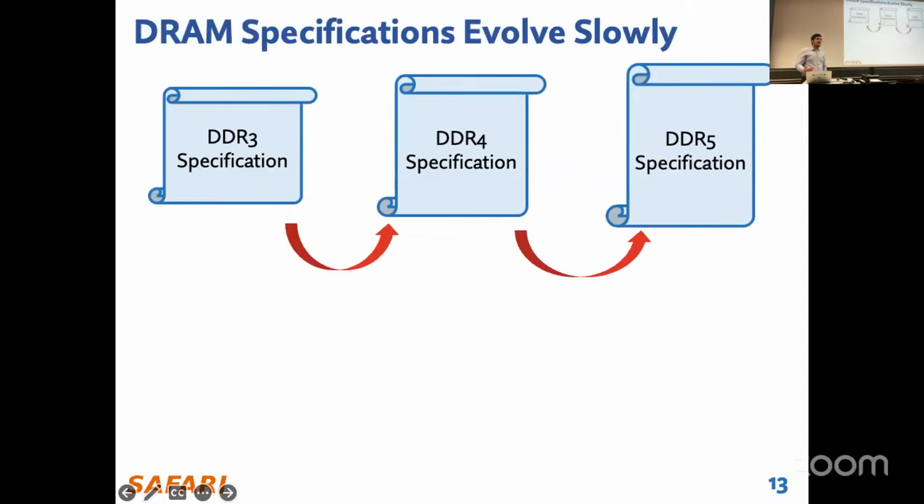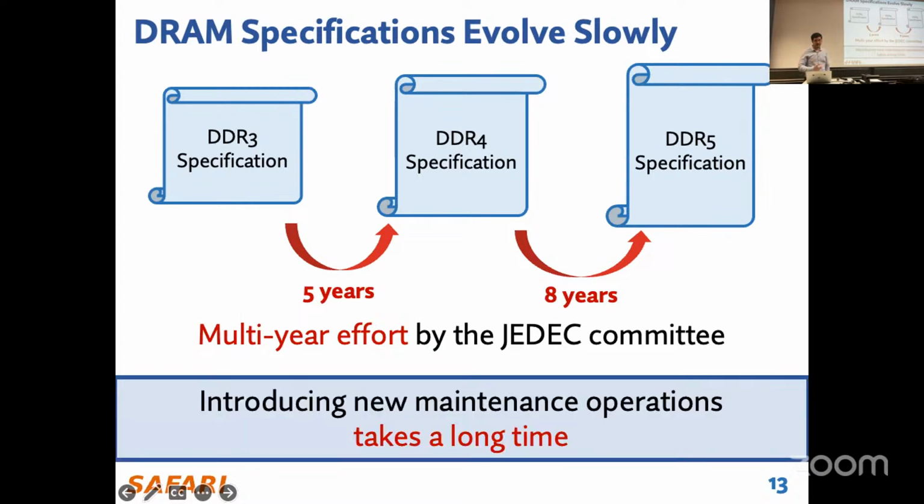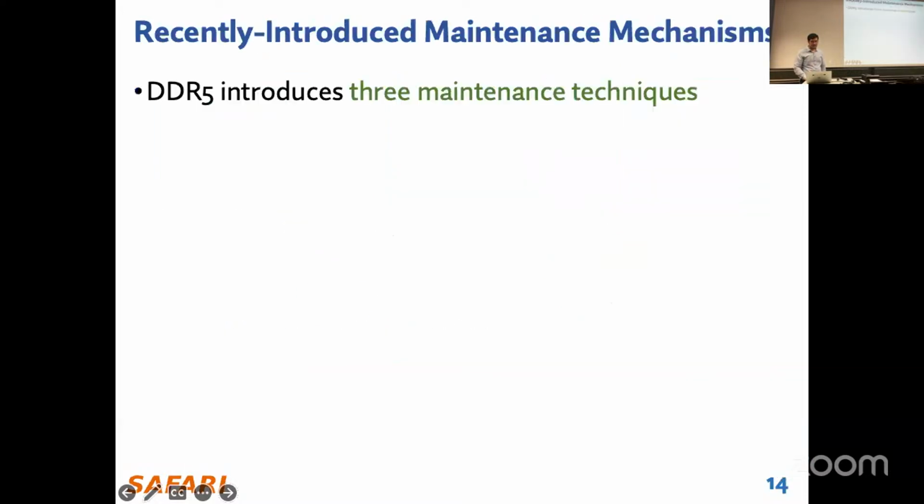It's also not easy to release a new DRAM standard or a specification, because doing so requires a multi-year effort by one JEDEC committee. And thus, introducing new maintenance operations takes a long time. And this is just one example. The recently released DDR5 standard introduces 3 new maintenance techniques.